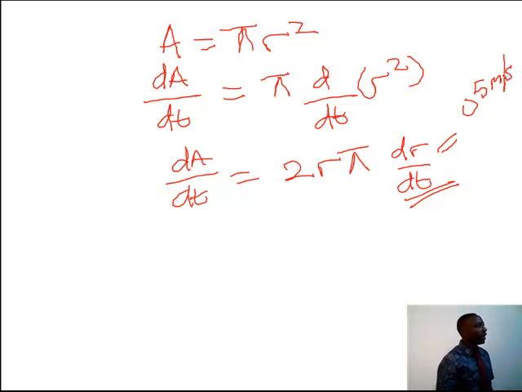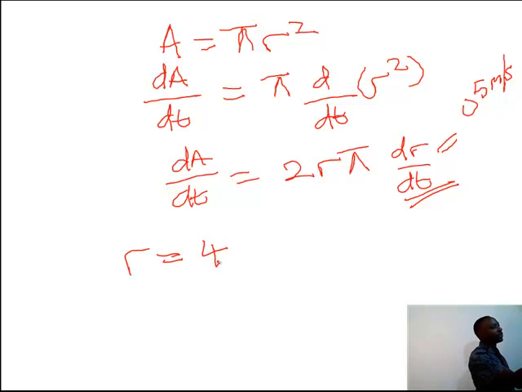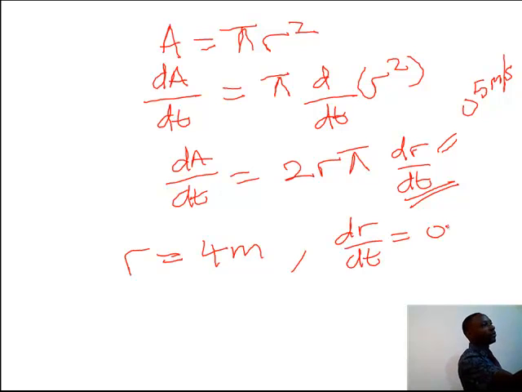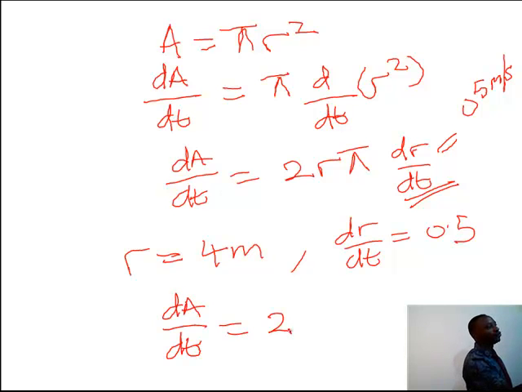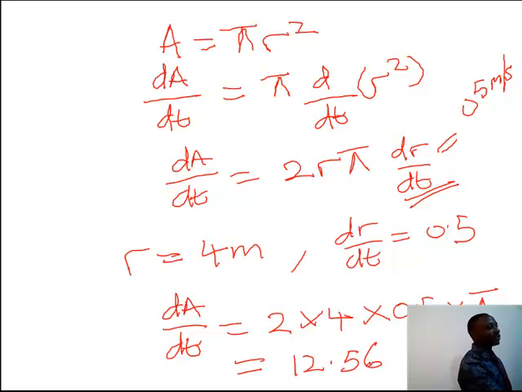From the example, our r is going to be 4 meters and dr/dt is 0.5. Now, if we substitute this into dA/dt, we are going to have 2 multiplied by 4 multiplied by 0.5 multiplied by the value of pi, which is going to give us 12.56 meters squared per second. That is our change in area with time.